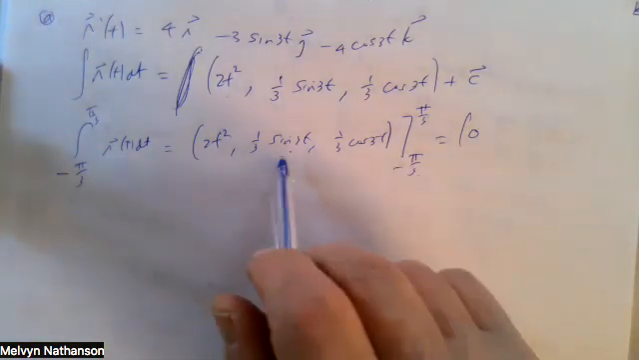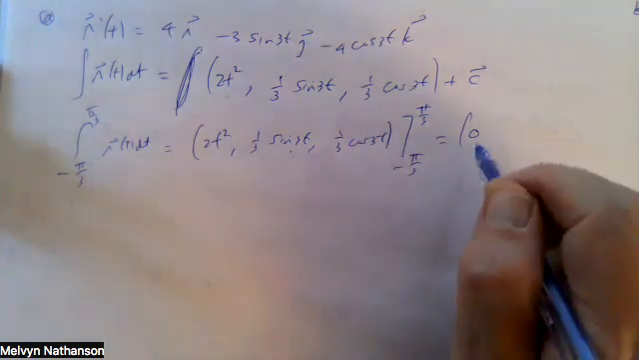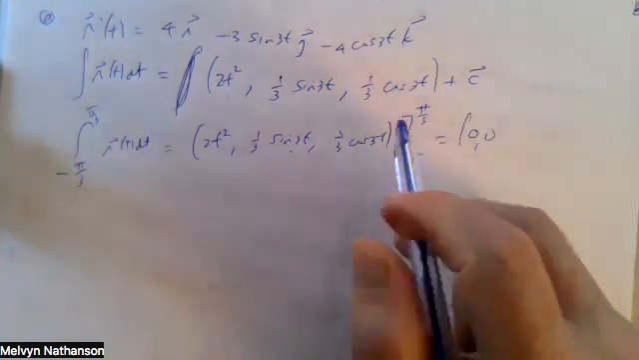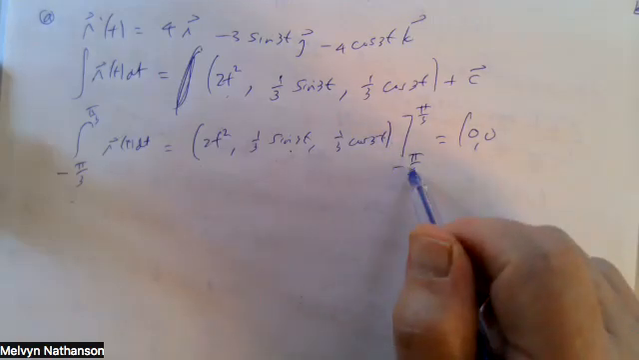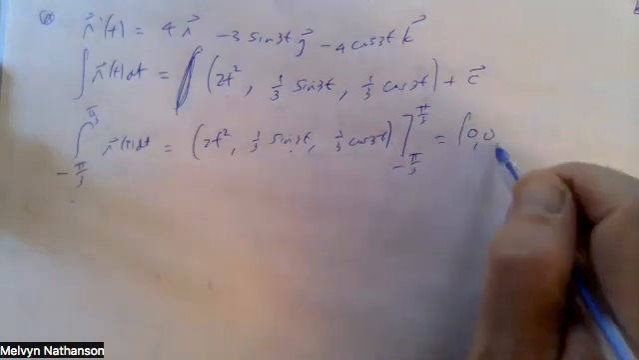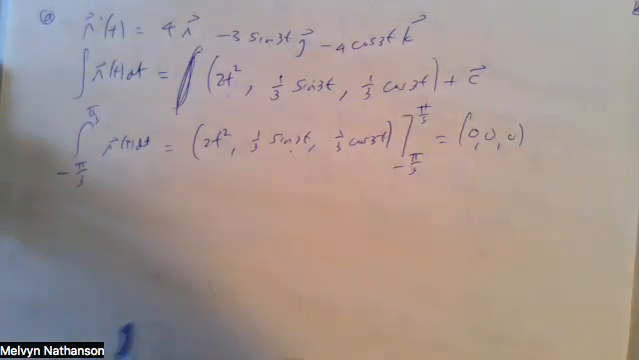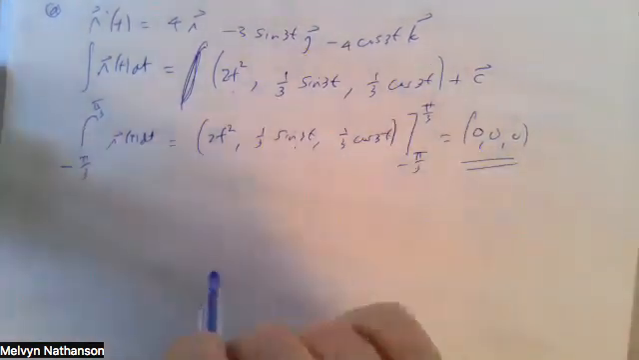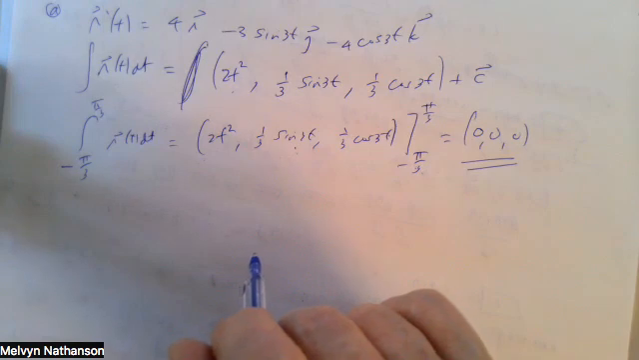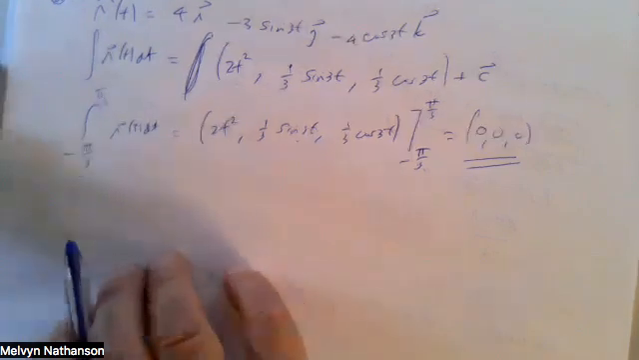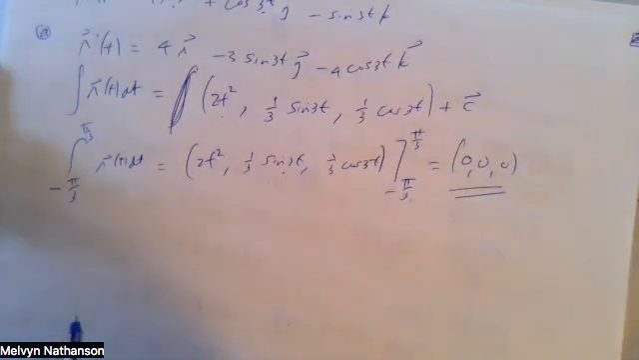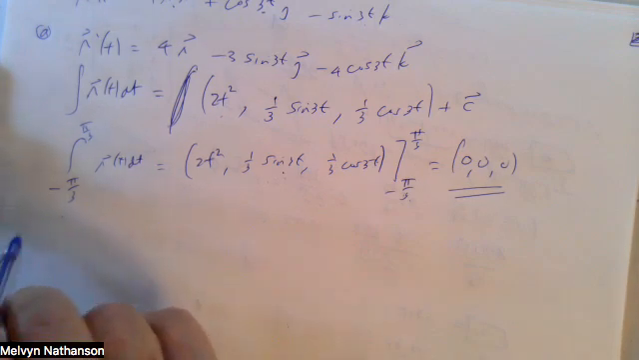3t is pi or minus pi. Sine of them is, but each of them is 0, so this is 0. Cosine of pi and cosine of minus pi are both minus 1. So this integral is just 0, the 0 vector. That's the answer. Any questions about that? Okay.